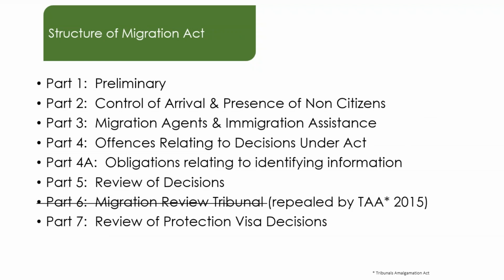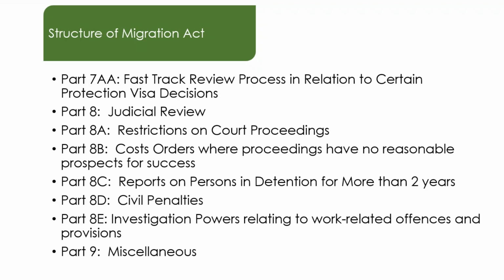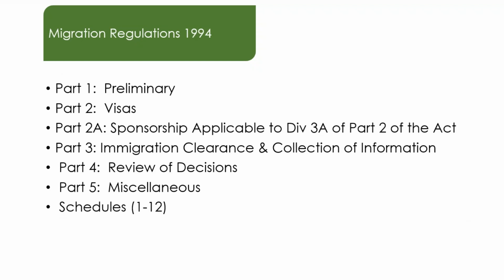The structure of the Act is as noted on the screen there, with the control of non-citizens, migration agents, offences, review of protection visa decisions, fast-track review, that's for boat arrivals. They've been given this new process, which is not as rigorous as the ordinary process. Judicial review, restrictions on court proceedings, cost orders, reports include people in detention, civil penalties, investigative powers.